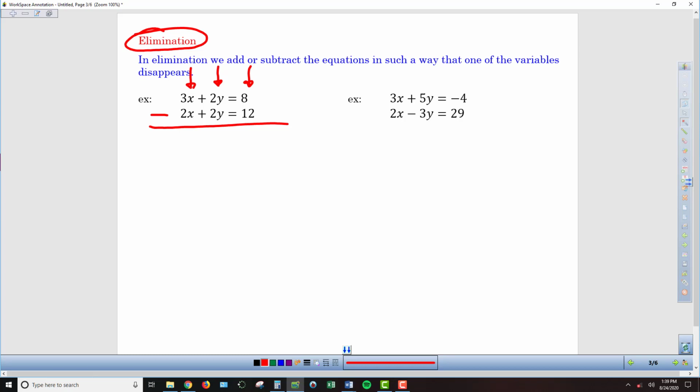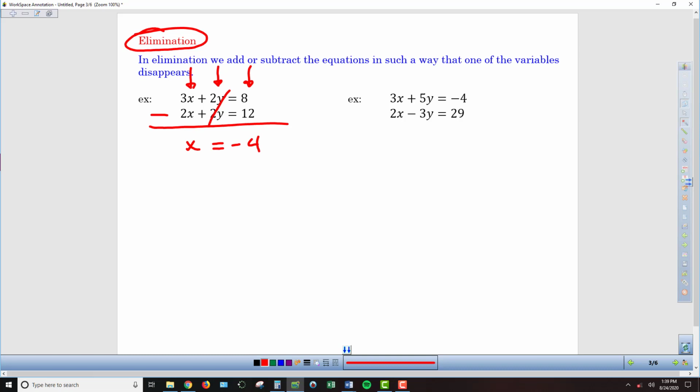So 3x minus 2x is just x. 2y minus 2y is gone. That disappears, so we just get 0 out of the y's, so we can just ignore them. And then I just need to carefully subtract 8 minus 12, which hopefully we know is negative 4. And so in this case, we've already immediately gotten our value of the x-coordinate for the intersection point, x equals negative 4.